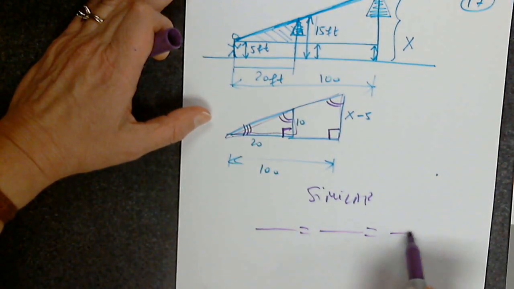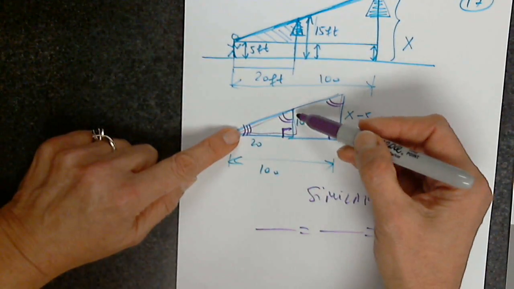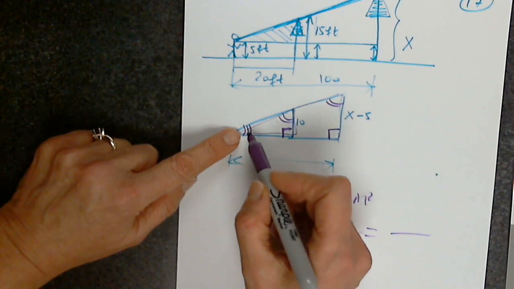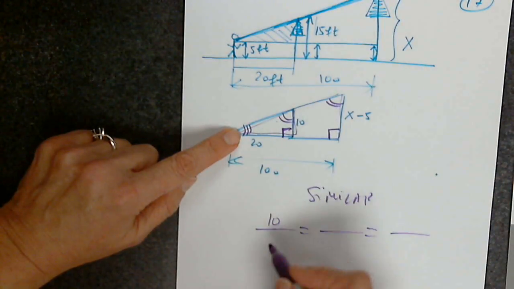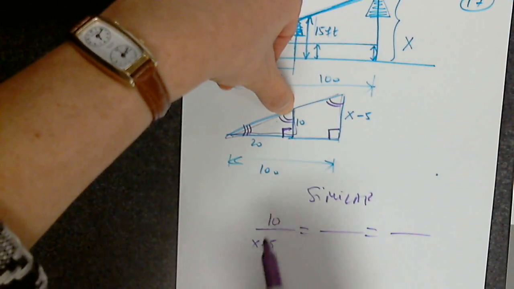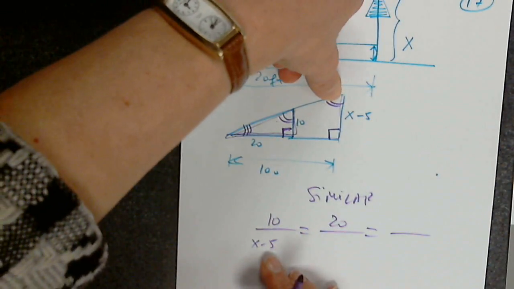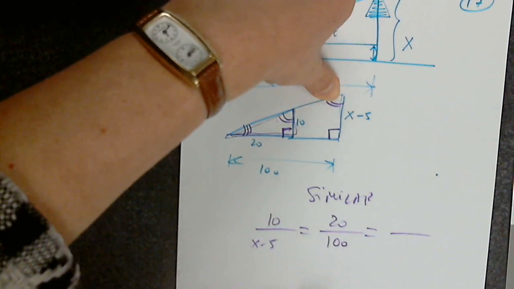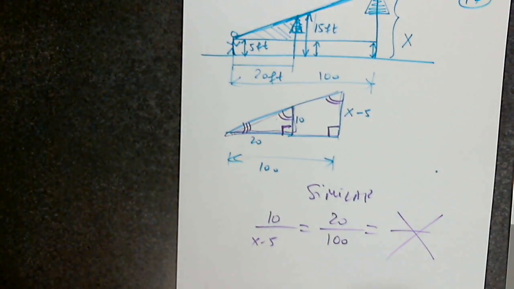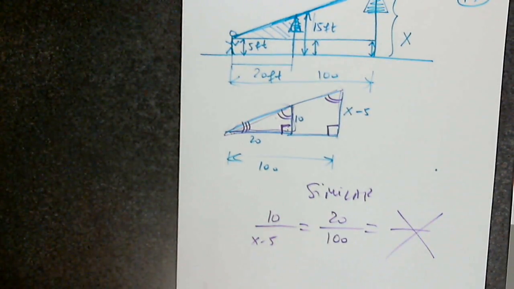So I start with this common angle. The opposite side, 10, in the small triangle. The opposite side in the big triangle, x minus 5. I continue with this angle. The opposite side, 20. I continue with this one. The opposite side, 100. I don't need the last one, which would have been for this, but I don't have this measure, and I don't have this measure. So I don't need the third one.